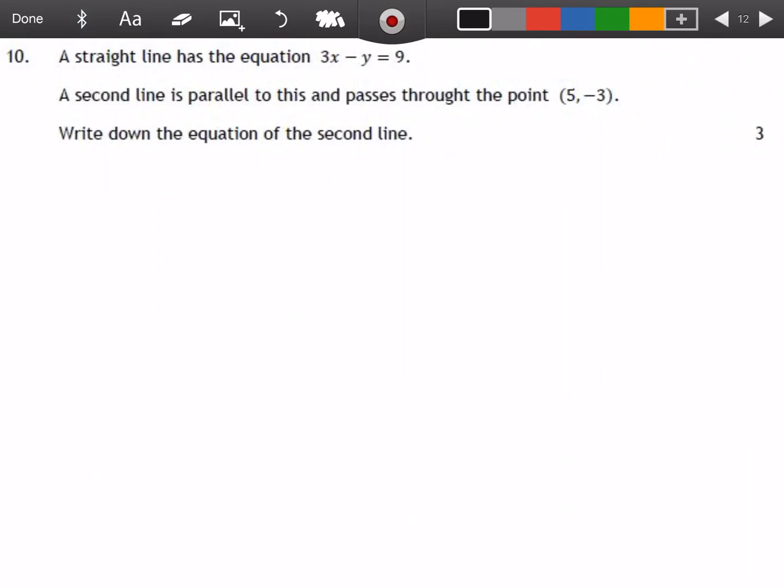Number 10. A straight line has this equation. A second line is parallel to this, and it passes through this point. What is the equation of the second line? Right, it's parallel to this. Remember, if you get two lines that are parallel, they are sloping in the same direction. So parallel, they've got the same gradient. Okay, so the line that we have to work out has got the same gradient as this.